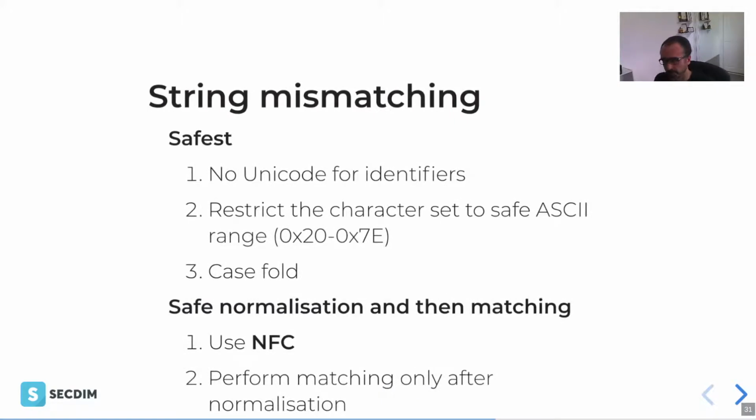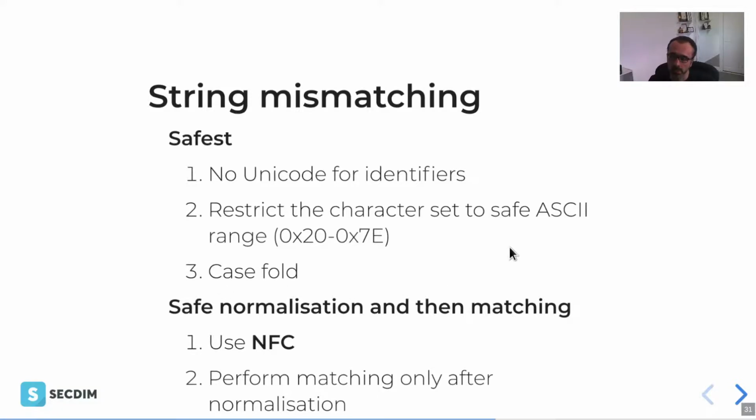So if you are dealing with identifiers, and by identifiers I mean things like usernames, user account IDs, and email addresses, our safest bet is to eliminate Unicode 100%. That means that in those cases, we need to restrict the character set to ASCII, or better yet, to the safe ASCII range. We do not want to allow users to have emojis in their identifiers. This is also the most recommended way by the Unicode standard.